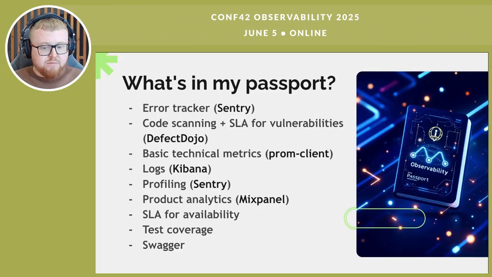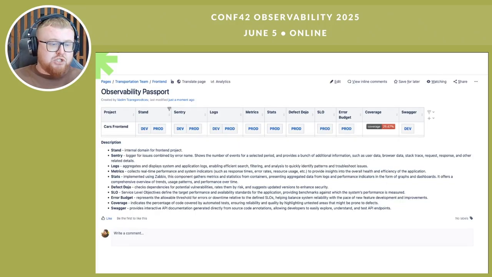And that's basically it. We add to the passport the SLA for availability, which we talked about earlier, test coverage, and Swagger. And my passport is ready. Now, having such a passport, I can centrally find out the domain of my application for a quick checkup. I can track errors by their name, see the number of events for a certain period, and receive detailed information: user data, browser, call stack, request responses, and so on. I can collect and analyze system logs for quick identification and resolution of problems. I can receive real-time indicators of performance and system status, response time, error rate, or resource usage, etc.